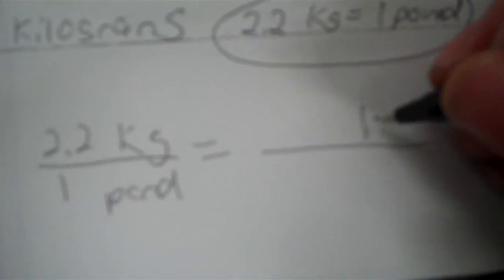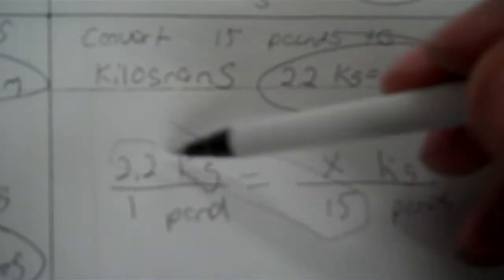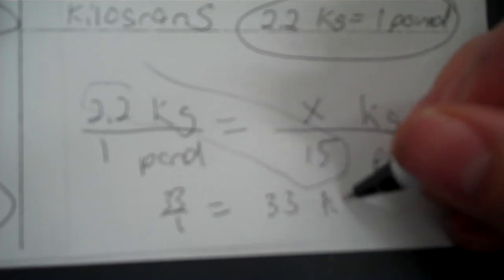15 pounds to kilograms. 2.2 kilograms is 1 pound. Then I line up kilograms and pounds. Now it's 15 pounds, so I have to put that here, and then X right here. So I multiply. I know the two known cross products. I multiply 2.2 times 15. You might want the calculator for that. 33, and then 33 divided by 1 is still 33. 33 kg. Next page, I'm going to do some more unit conversions, but this one's a little bit difficult.